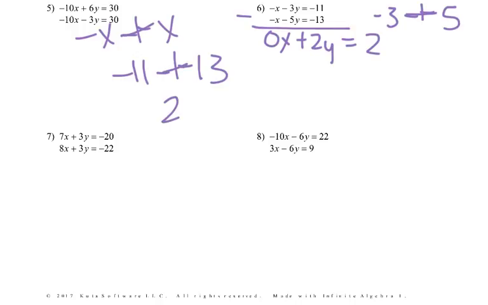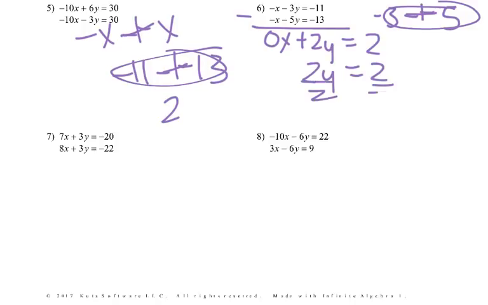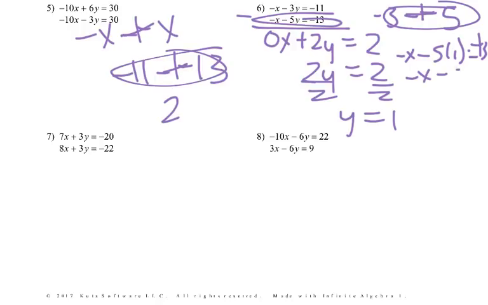So if you're not good at doing this, please use a calculator for this part. I don't want you messing up because you can't calculate. So 2y equals 2. Divide by 2, and y equals 1. Take one of our equations. Negative x minus 5 times 1 equals negative 13. So, negative x minus 5 equals negative 13.